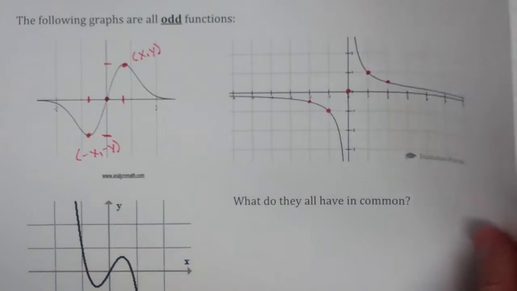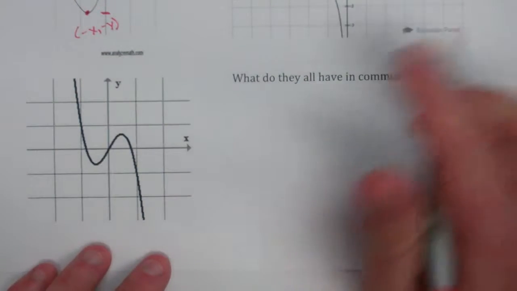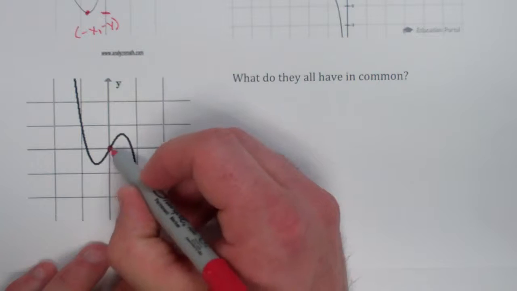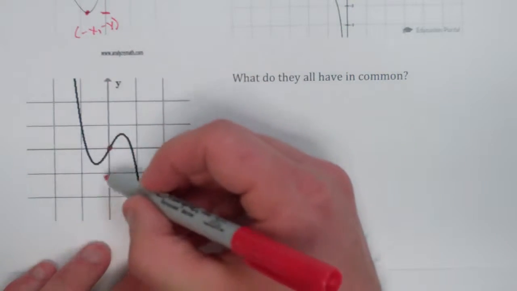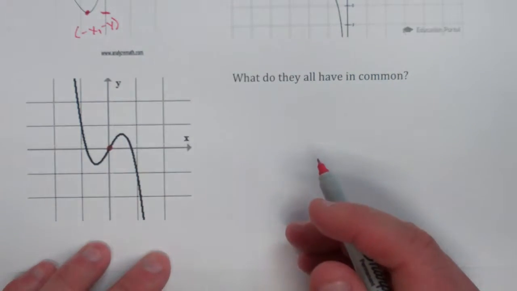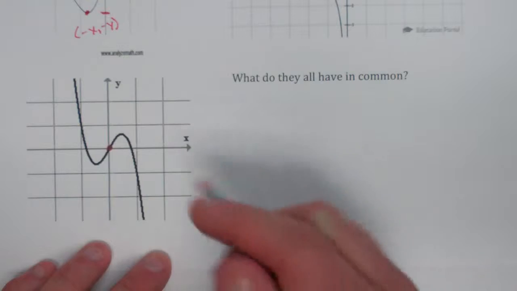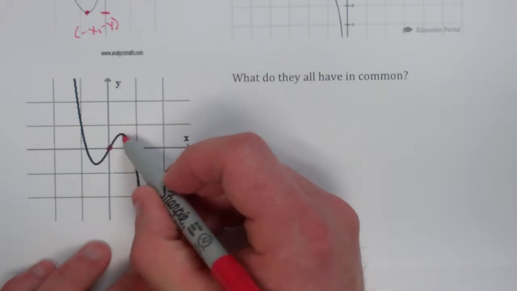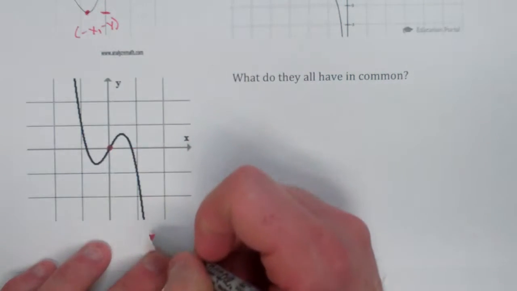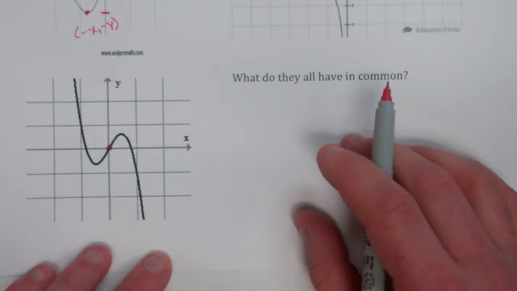Let's see if this last one follows the same pattern. Here's the origin. It appears the same shape is on opposite sides of this graph. And if we rotated this 180 degrees, this part would be right here, and this end would be right here. The graph would line up on itself. You wouldn't be able to tell the difference.